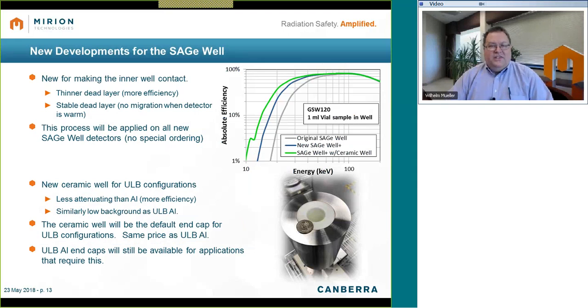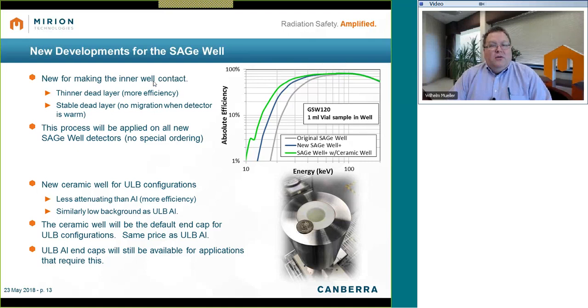Now, while this is still a relatively new detector technology, we are continuing to work to further improve and enhance the sensitivity of this device. And I want to share a couple of those new developments that we're going to be implementing either now or very, very soon. And the first I'd like to highlight is the advance of the technology in creating the inner contact within the well.